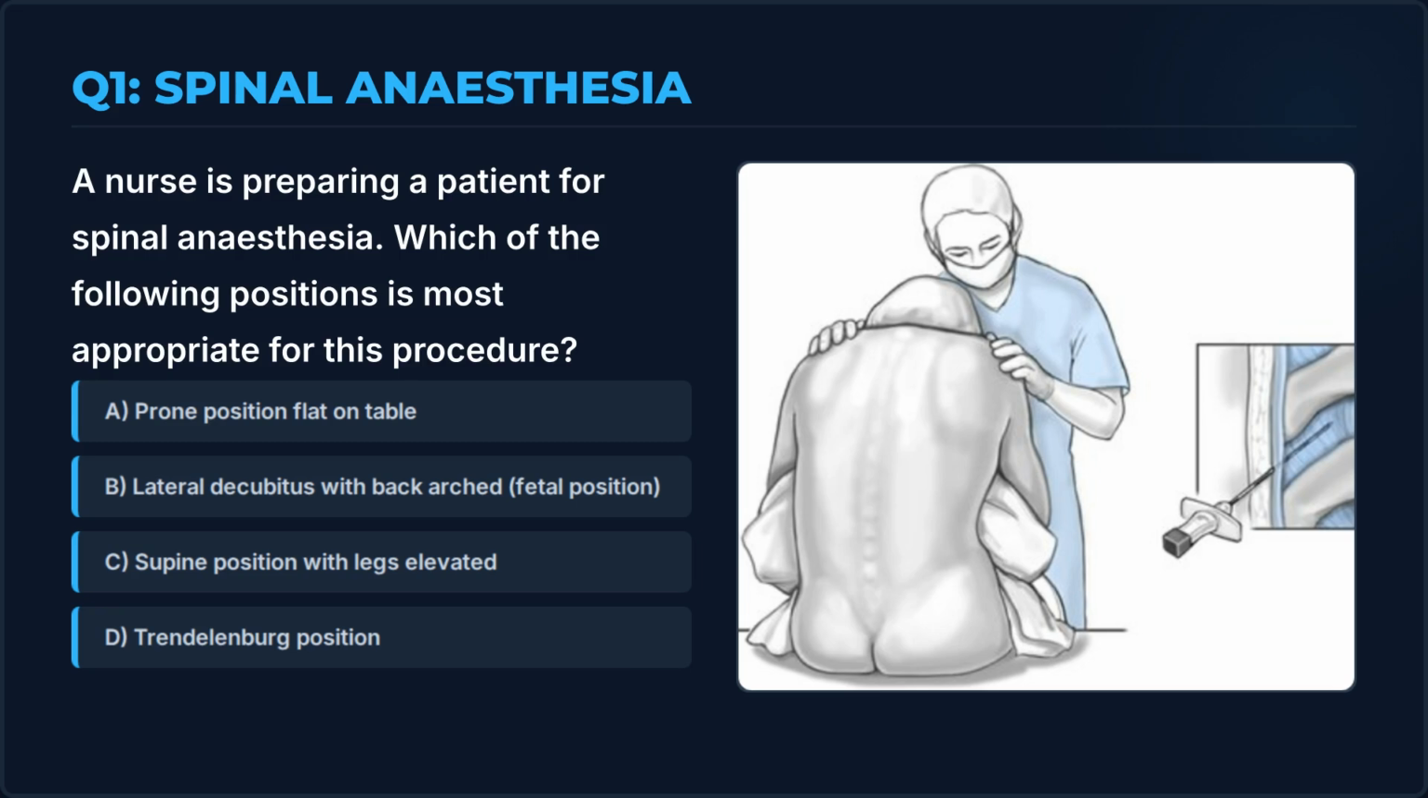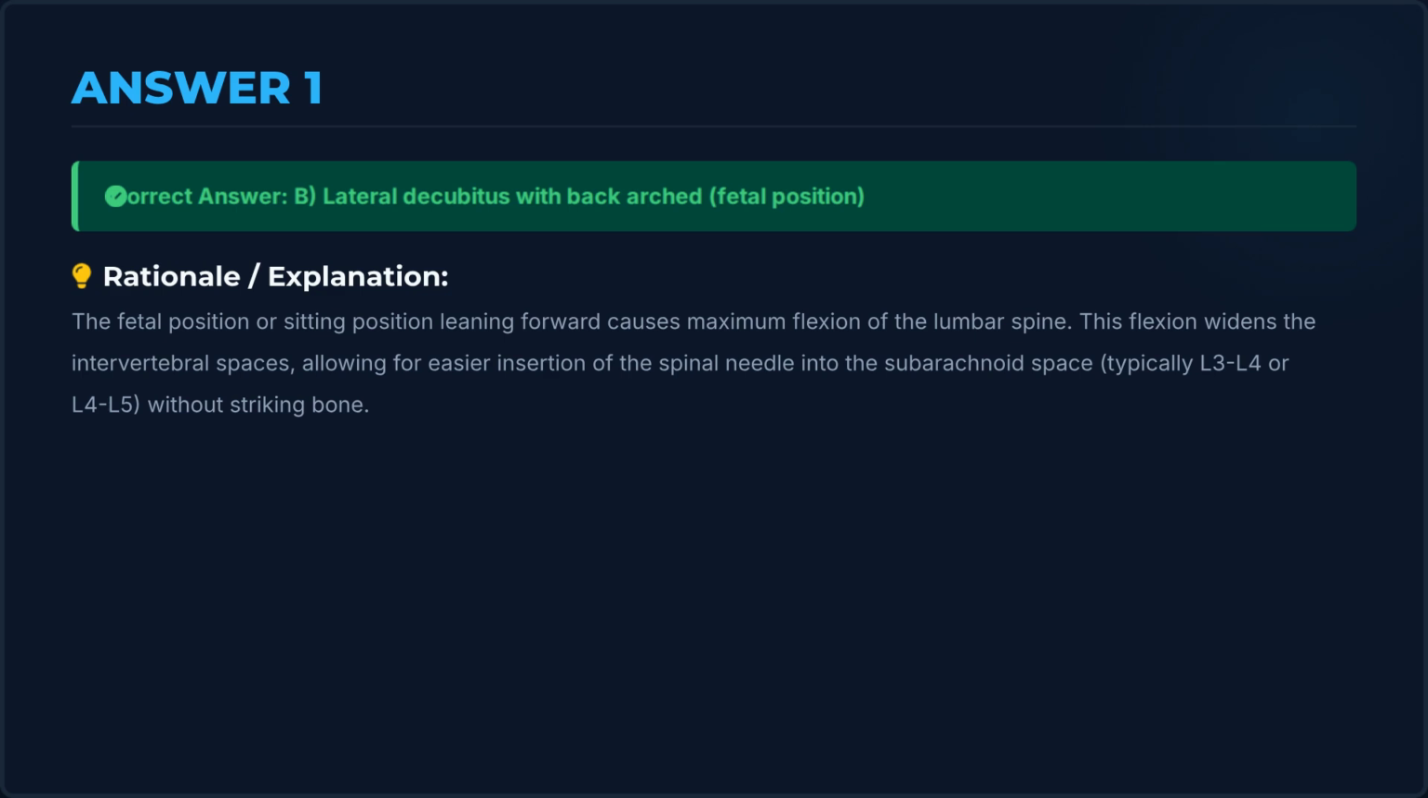Question 1 asks, which position is most appropriate for a patient receiving spinal anesthesia? Is it prone, lateral decubitus in fetal position, supine with legs elevated, or Trendelenburg? The correct answer is B, lateral decubitus in the fetal position. This position, or sitting leaning forward, maximizes lumbar spine flexion. This widens the intervertebral spaces for easier spinal needle insertion.